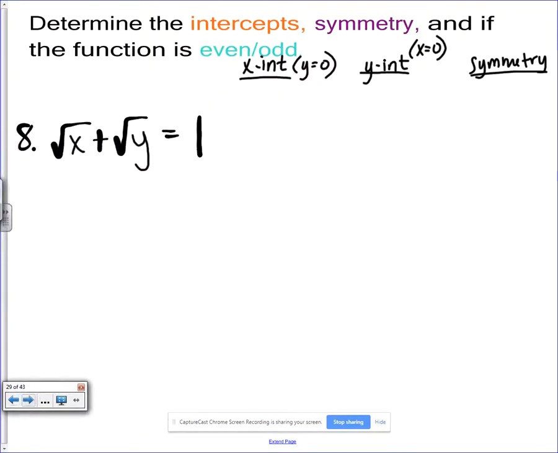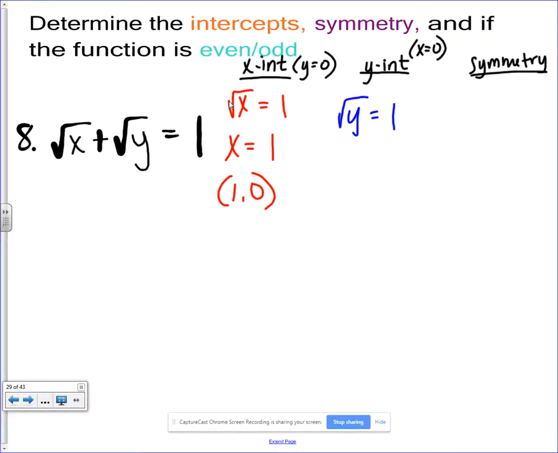I believe this is my second to last one. Double square root this time. I got a square root over the x and a square root over the y. If I make the y be 0, what would x have to be for the intercept? Everybody all right with that? Yes? 1, 0. If I make the x be 0, what does the y have to be? Okay.